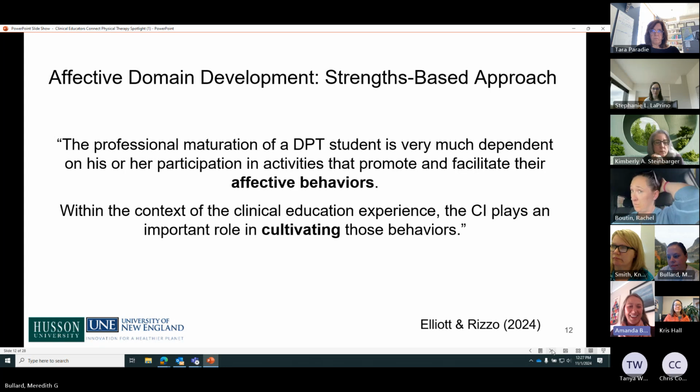So how do we do that? That's all very theoretical. So how do you work on addressing the affective domain in clinical education, regardless of whether your student is struggling or not? It's really up to the CI to help cultivate these behaviors. Clinical instructors play an integral role in developing affective behaviors. Again, it doesn't have to be for the struggling student. That's just where we tend to have those conversations. So we would like to promote taking a strengths-based approach. Go ahead and advance.